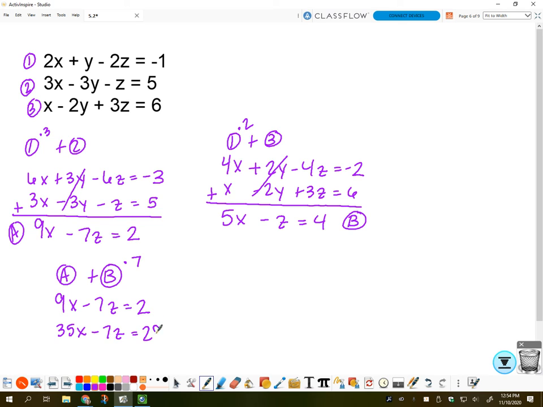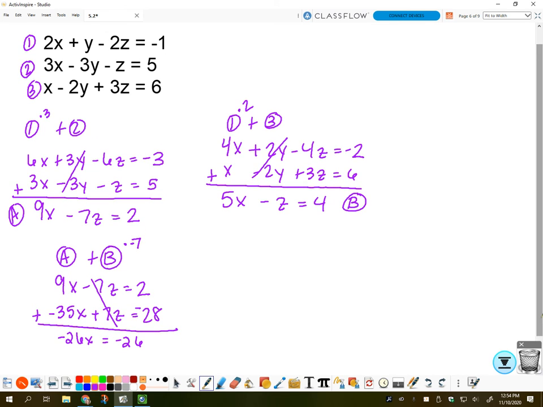And 7 times 4 is 28. Okay, so I actually just missed something. These have the same sign. So in order to make them cancel, I should have multiplied by negative 7. So I need to change the signs and everything there. Alright, so we're going to get negative 26x, those cancel, equals negative 26. So we get that x is 1.